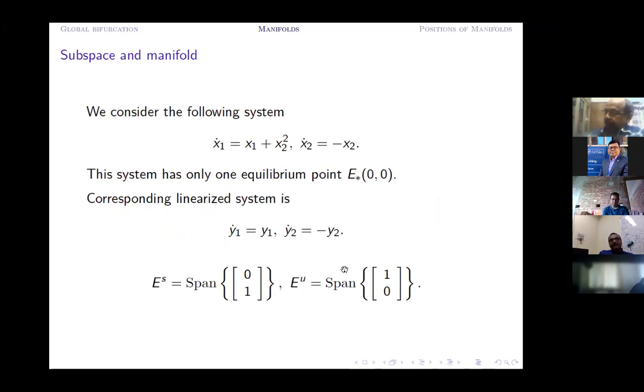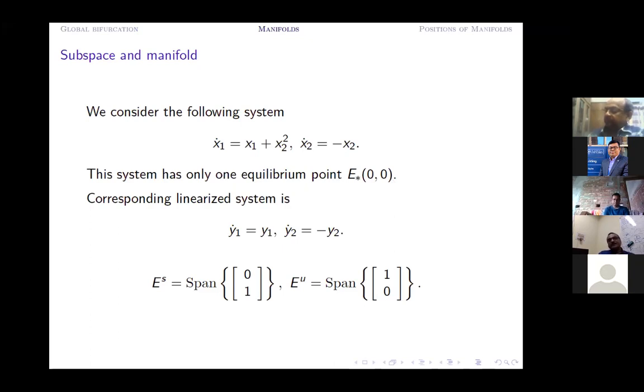Before going to discuss the manifold, let me give you some concrete idea of how manifolds or subspaces are interrelated. In order to have a clear-cut understanding of this terminology, we consider a very simple coupled nonlinear ODE: x1 dot equal to this much, x2 dot equal to minus x2, and you can check that 0, 0 is the only equilibrium point.